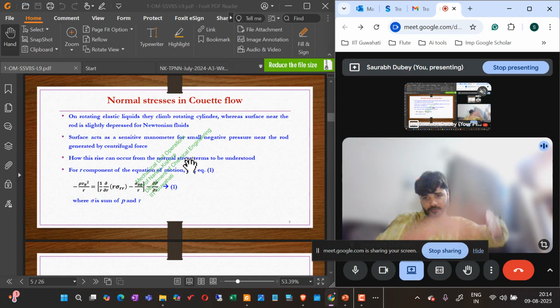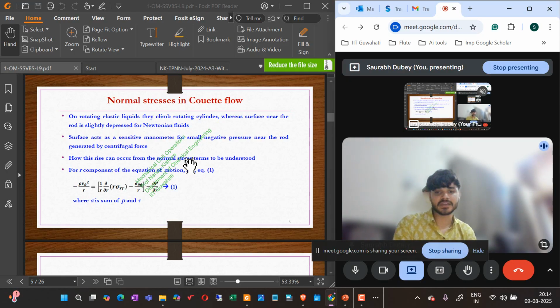And this climbing phenomenon is happening because of the normal stresses. In the direction of stress, you are having shearing, but you are having a net force upward. Why? Because the normal stresses which are there are not getting nullified or cancelling out each other, rather they are existing. Now this rise can occur from the normal stress term to be understood.